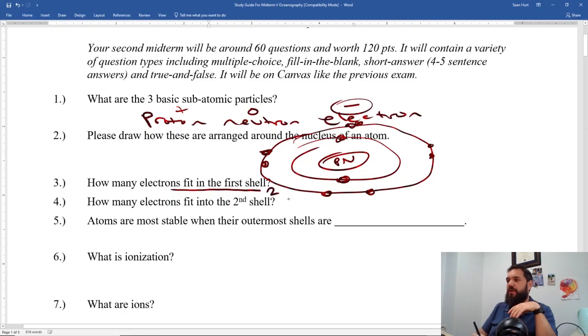So you want to put 2 in here, 8 in the next shell, okay? And then you can have subsequent shells, right? You can get even larger and have even more shells, and those will have 8 in them. I don't have enough space to draw it all, but it goes like that.